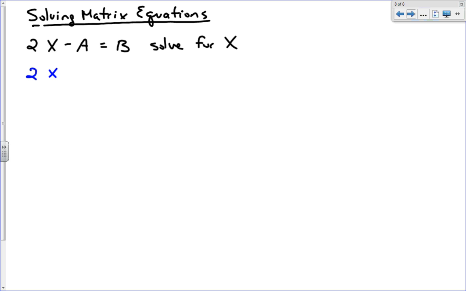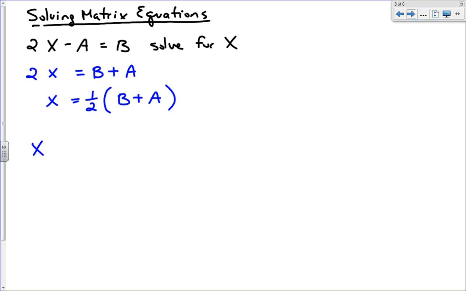So 2X will be equal to matrix A plus B, and X will then be equal to B plus A, rather than dividing, we will multiply by the reciprocal. We'll multiply by a half. Okay, so that means X is equal to 1/2 of B plus A.